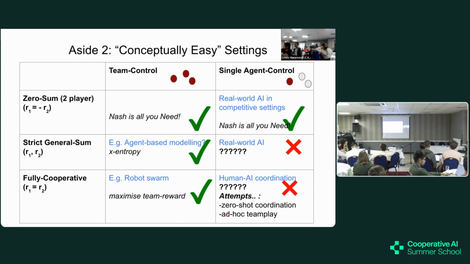But what if in this setting, I don't make the reward the same for all the agents? If you don't make the rewards the same, then it's general sum, right? So fully cooperative means we have R1 equals R2. So all the rewards are the same by definition. Strict general sum means that we just have generic numbers for different agents, unrelated. And zero sum means that R1 equals minus R2 in the two player case. Okay.